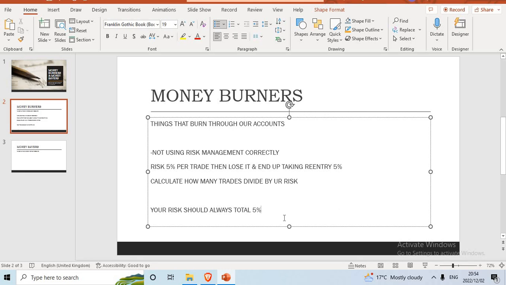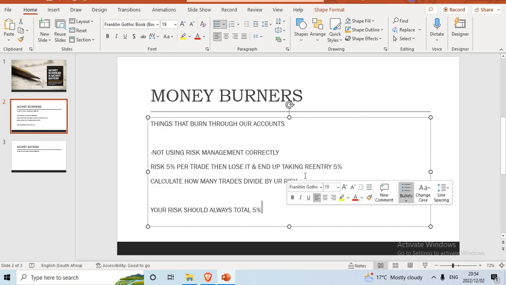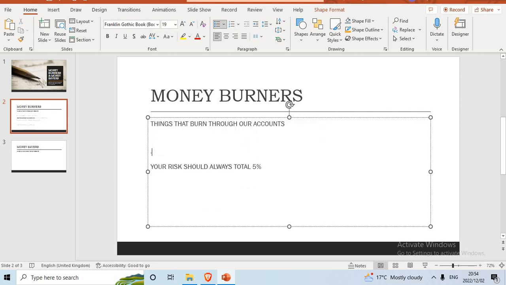So calculate how many trades will go into one trade idea, so that you always risk 5%. So that's the first lesson: calculate how many trades go into one trade idea, so that your risk always totals 5%. That's risk management. The second one, and yeah, this was the longest. The other ones should be shorter, by the way.